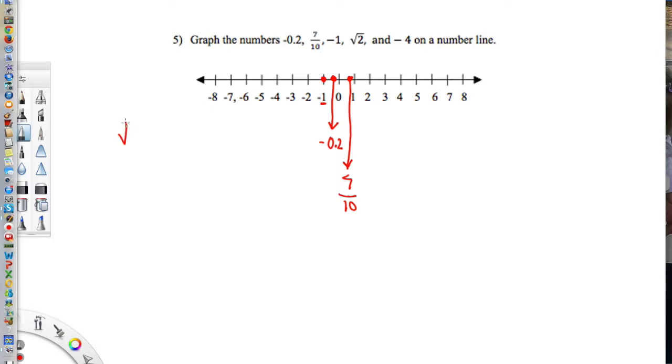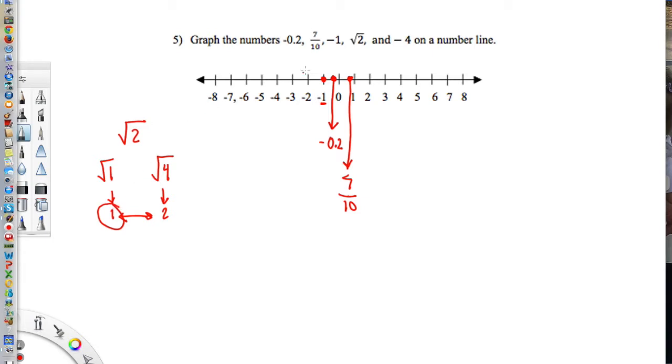Okay, again, we're going to have to do some estimating here. The square root of 2 is somewhere between the square root of 1, which is 1, and the square root of 4, which is 2. So it's somewhere between 1 and 2, and I'd have to say it's closer to the square root of 1 than it is 4, because 2 is closer to 1 than 2 is to 4. So it'd be a little closer to 1.